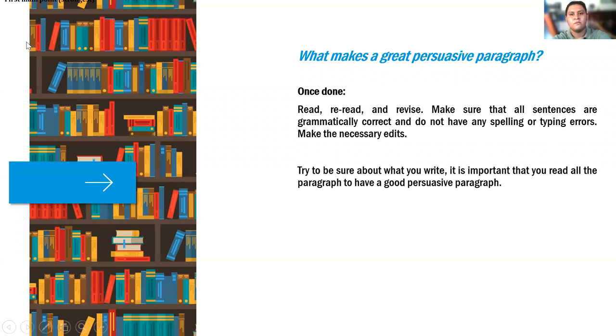We'll make a great persuasive paragraph. Once done, read, reread, and revise. Make sure that all sentences are grammatically correct and don't have any spelling or typing errors. Make the necessary edits. Try to be sure about what you write. It is important that you read all the paragraphs to have a good persuasive paragraph.